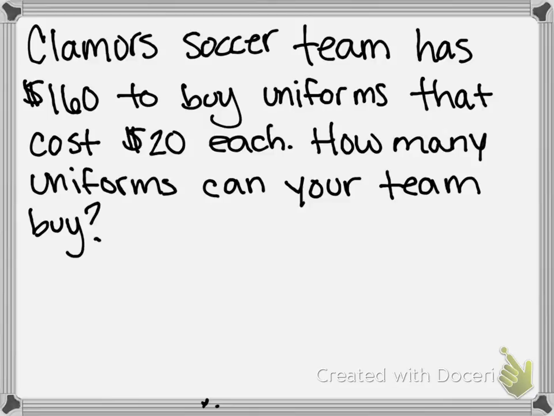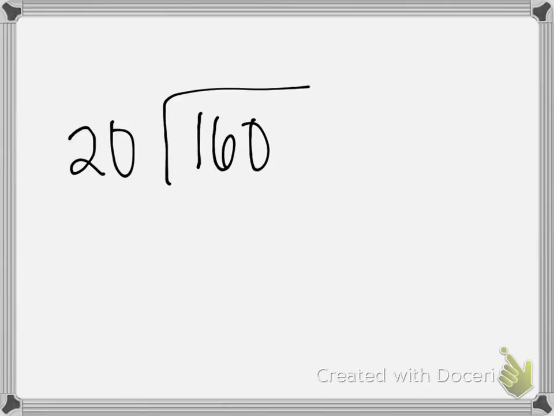Clamor soccer team, which is the best soccer team, has $160 to buy uniforms that cost $20 each. How many uniforms can your team buy? Well, let's highlight our numbers that we're going to need. So we know that our soccer team has $160 and each jersey costs $20. So our problem wants to know how many uniforms can your team buy? Well, in order to figure that out, we need to take 20 divided into 160.